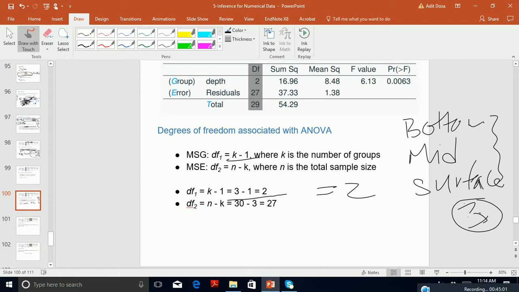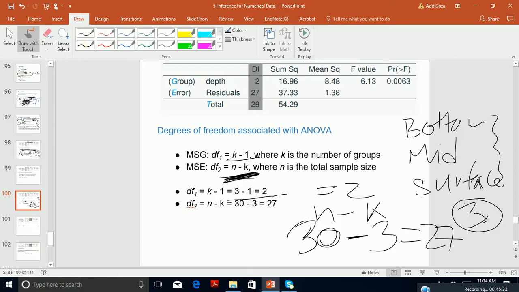Can you follow the class? So we have 3 groups, between groups, and within group. So within each group, they have n, the sample size as 30, and their formula is n minus k. So total sample size is 30, right? And what is the number of groups? K is the number of groups, so minus 3. So n minus k will give us 27. Okay. So we got the degree of freedom for MSE as well.